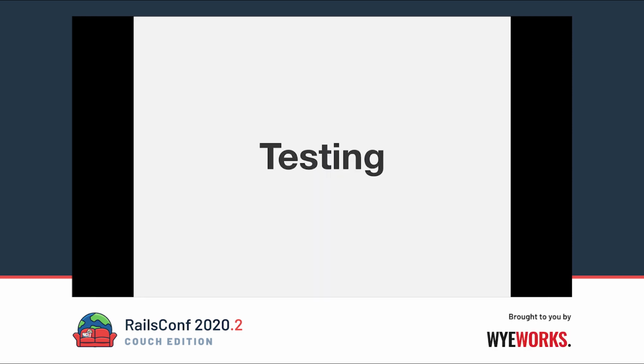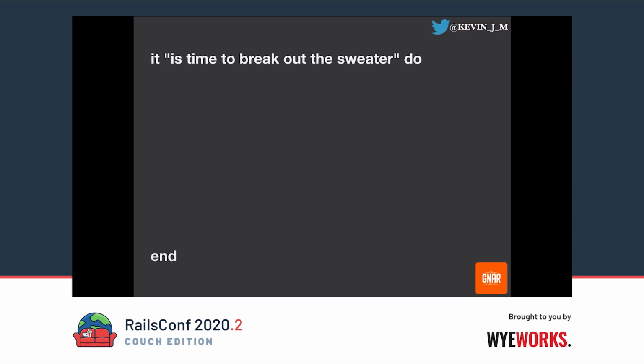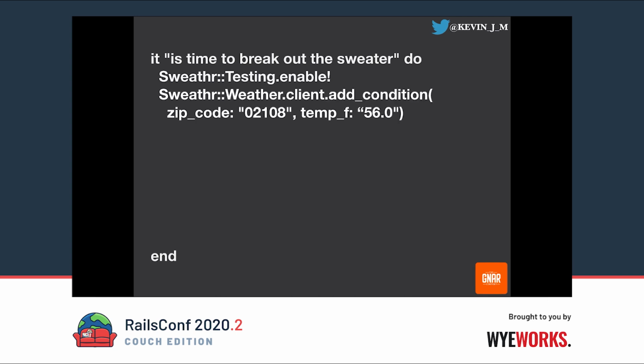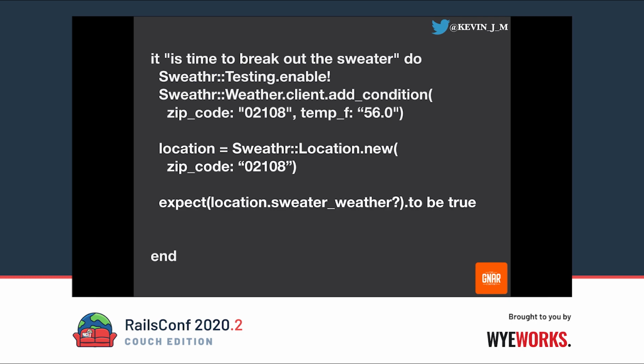So now let's look at how our test would change using test mode. We're going to test the exact same thing. First, we need to turn on test mode. And then we're going to use that add condition method to set up the state of the world. We're going to say, for the purposes of this test, it is currently 56 degrees at this zip code. Then our test is going to look just like it did before. We're going to new up a unit under test, ask if it's sweater weather, assert that it's true.